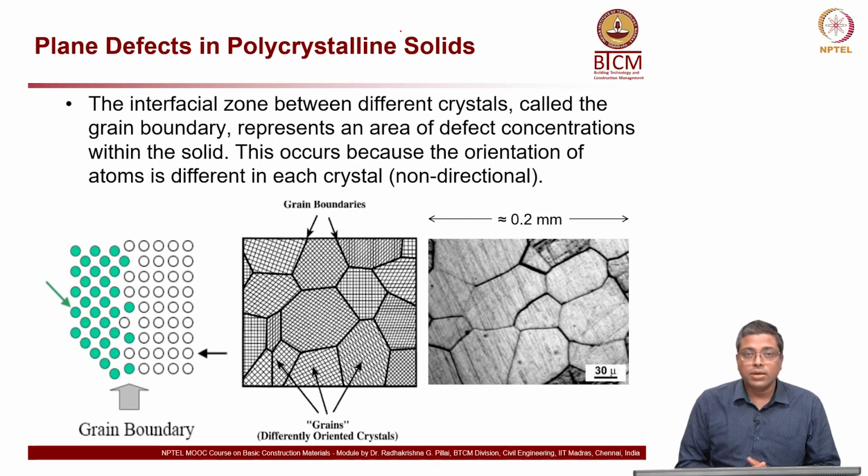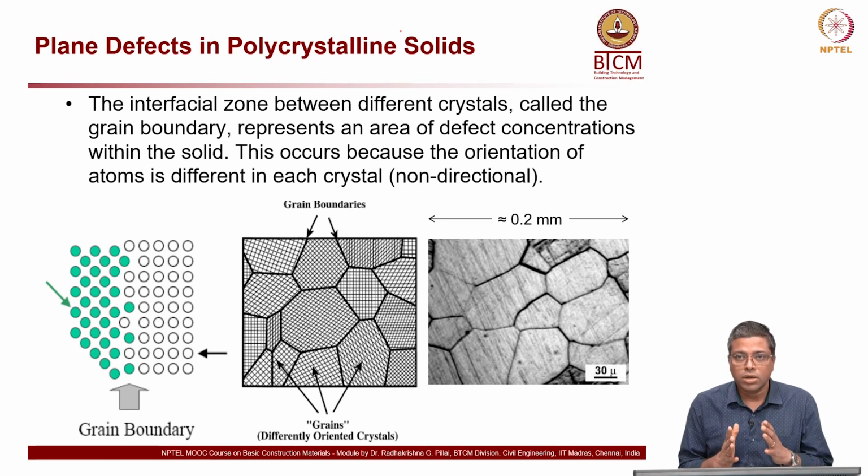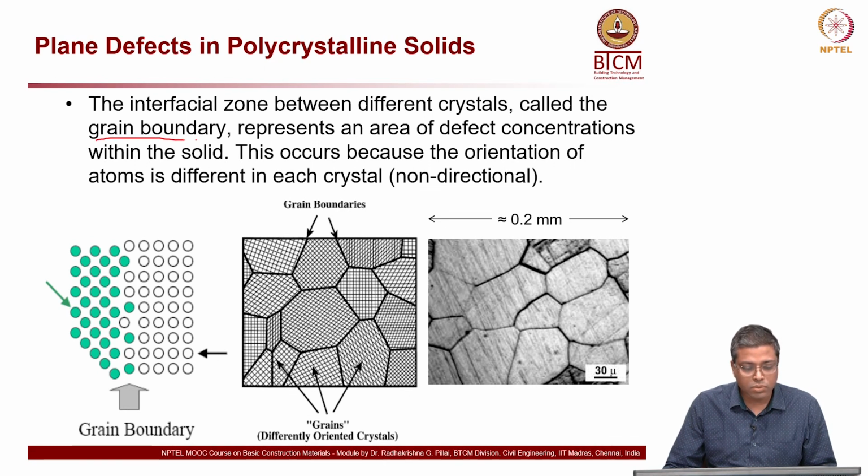Now, plane or surface defects in polycrystalline solids. What is this? It is actually the interfacial zone between different crystals. We already talked about what a lattice structure is, what a crystal structure is. Now, when two different crystals come together, they form a boundary which we call a grain boundary, and it represents an area of defect concentration within the solid. This occurs because the orientation of atoms is different in each crystal.